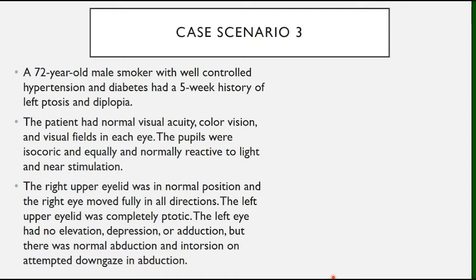The left eye had no elevation, depression, or adduction, but there was normal abduction and intorsion on attempted downward gaze in abduction. So, what do you think?